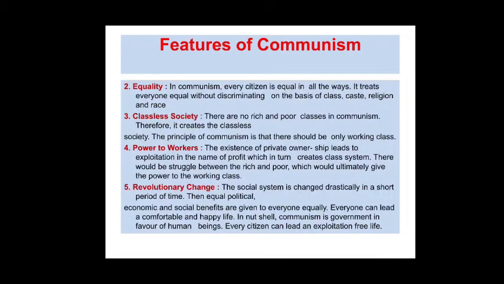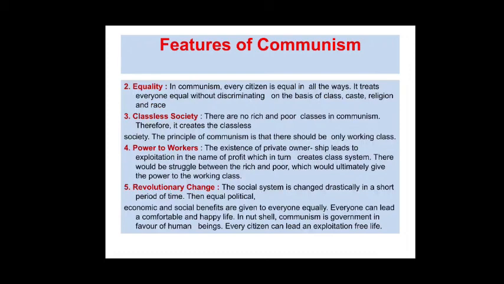So, the third one is classless society. Sorry, there are no rich and poor classes in communism. All are equal, therefore it creates a classless society. In our democratic government, a classless society is not there. The principle of communism is that there should be only a working class. All the people do the work, and wealth is equally distributed.